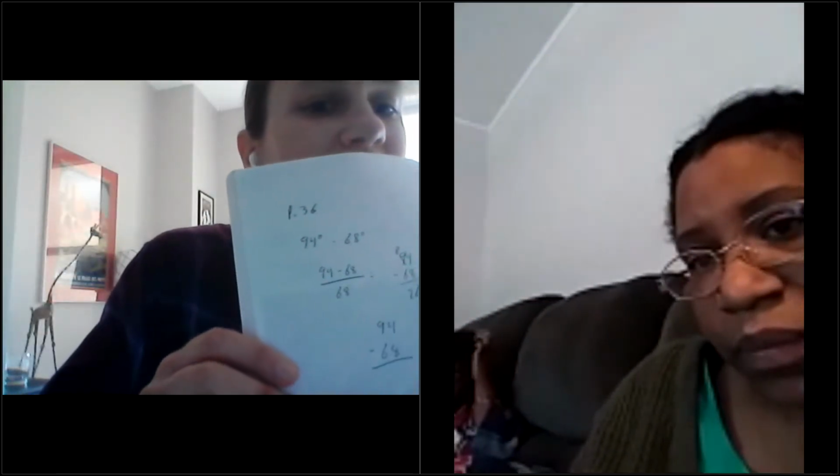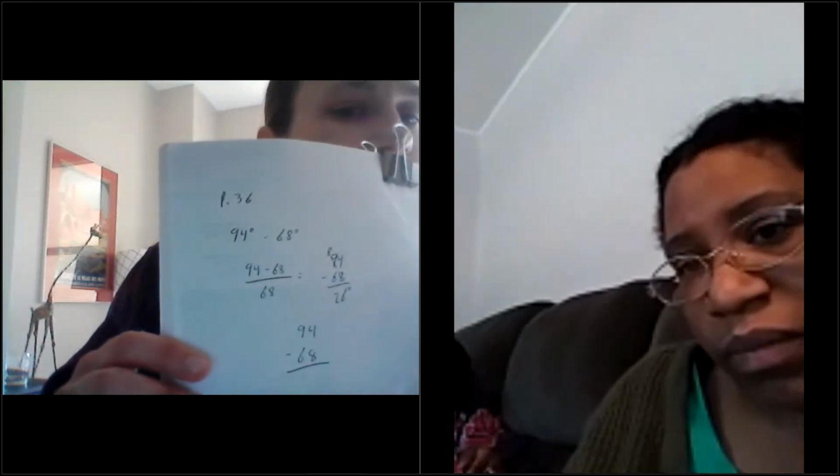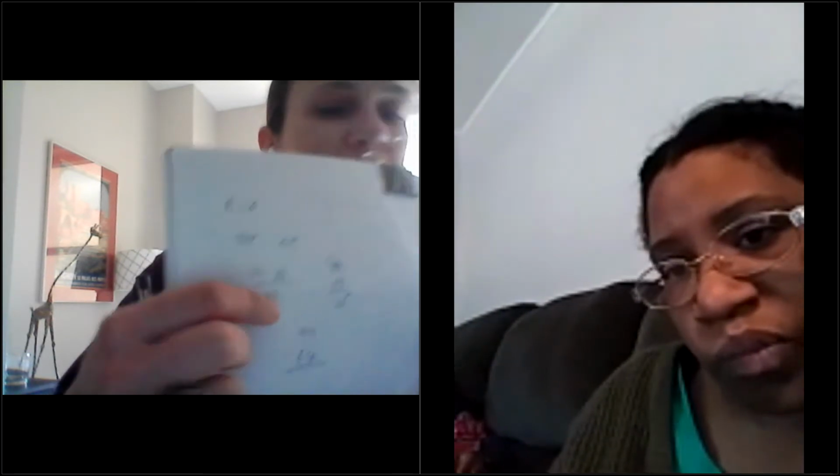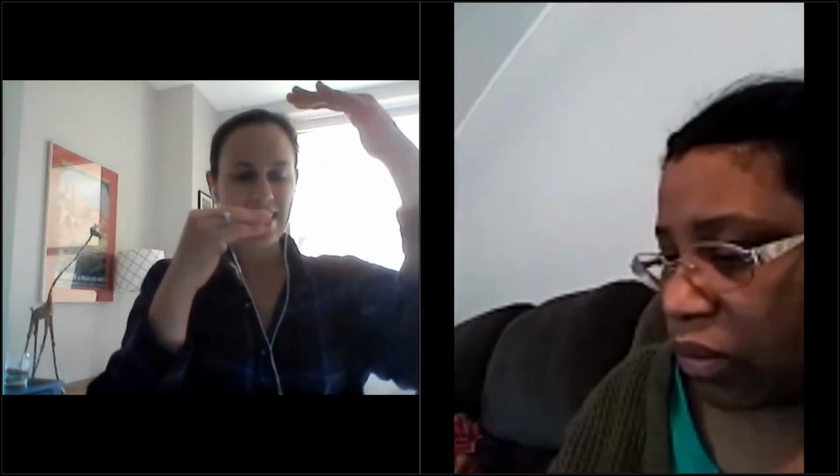So when I do a problem like this, I always want to set it up with the 94 on top and the 68 on the bottom so that I can easily subtract. You could write it horizontally, but I think it's easier for me to stack the numbers so I can easily subtract instead of writing the equation horizontally. Can you see me on the screen? Okay, cool.